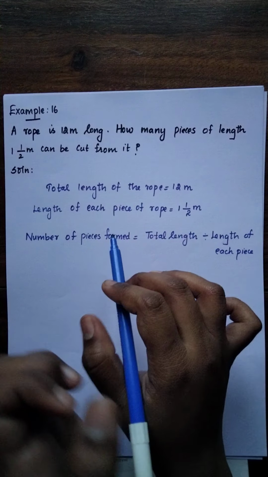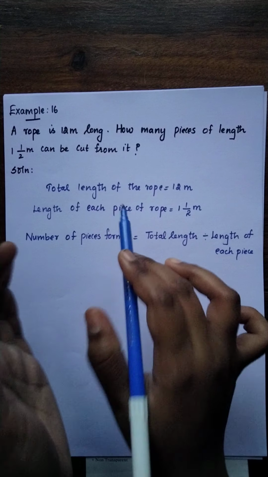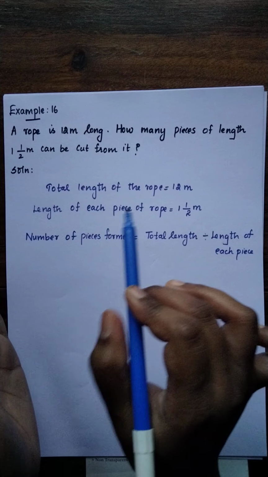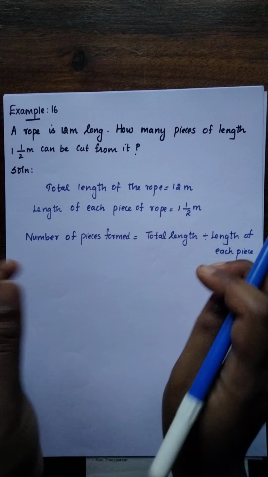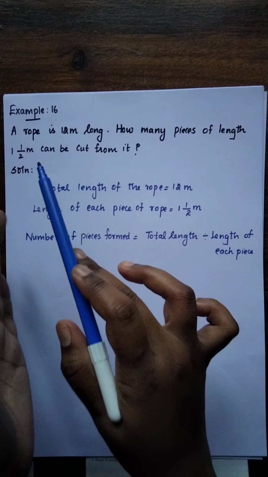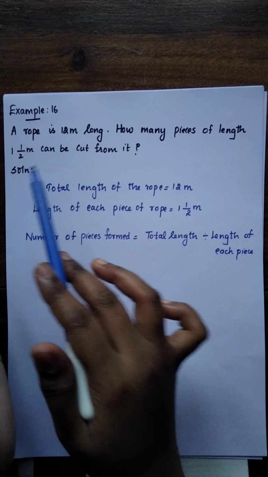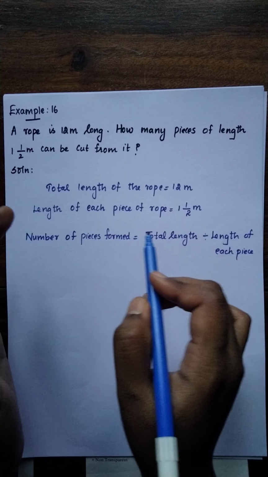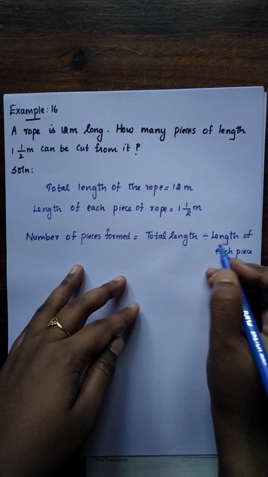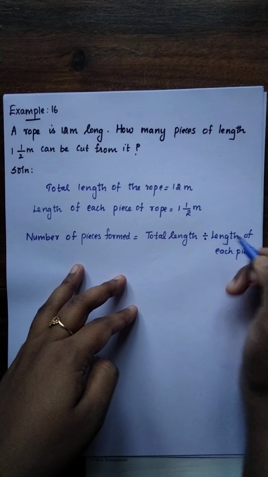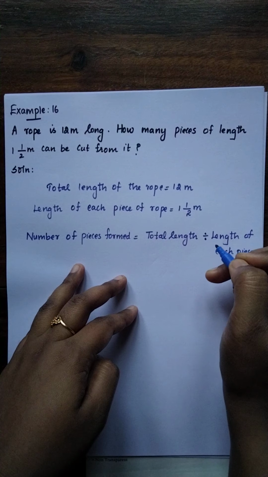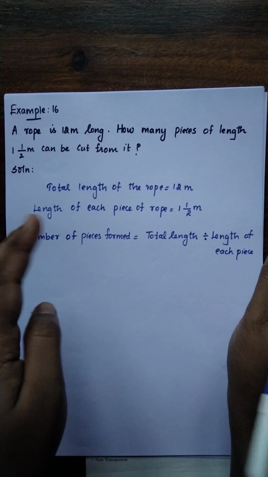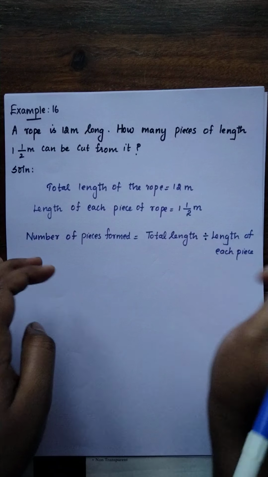So first write the step. Total length of the rope is given in the question, 12 meter. Length of each piece of rope is 1 by 2 meter. This is also given. We are going to find the number of pieces formed. So number of pieces formed is equal to total length divided by length of each piece.